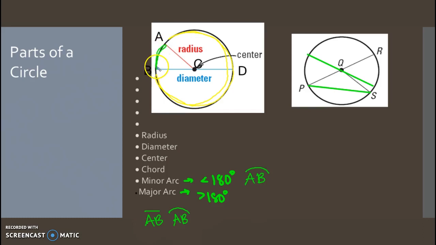So the minor arc is arc AB. The major arc would be either ADB or BDA. Doesn't matter what order. And that's our major arc, BDA. So a minor arc is less than half the circle. A major arc is over half the circle.